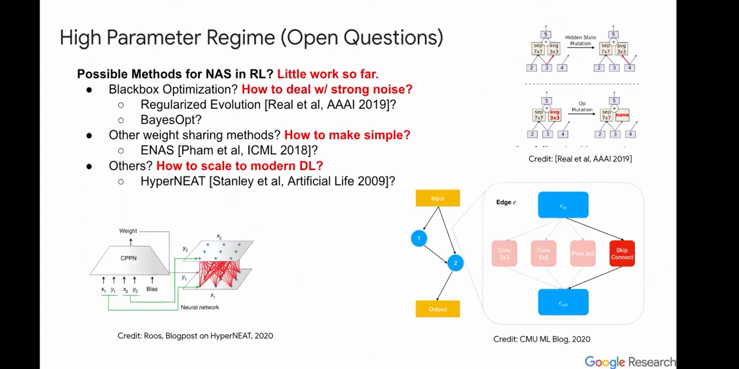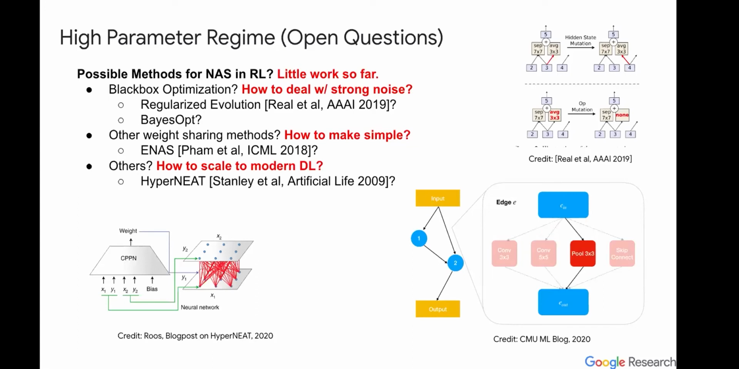As for other methods in the high parameter regime, it's actually kind of an open question. There's pretty little work so far in the high parameter regime. In black box optimization, the core issue, as I said earlier, is how do you deal with the very strong noise, where even one trial can be catastrophic and that might fool your optimizer? We don't know if evolution might work in that regime, who knows? I think there's one paper that does something Bayesian, presented at the AutoML conference, but it's still maybe unclear.